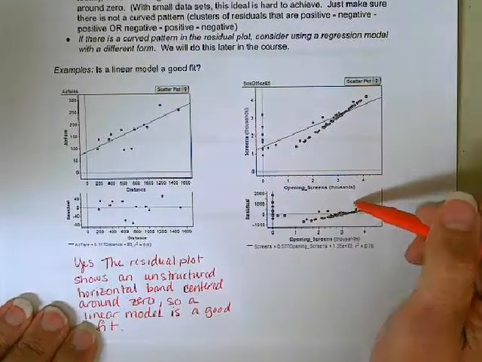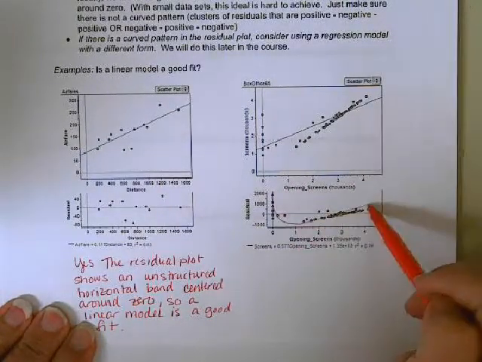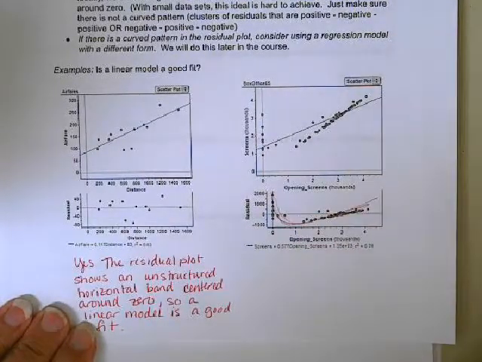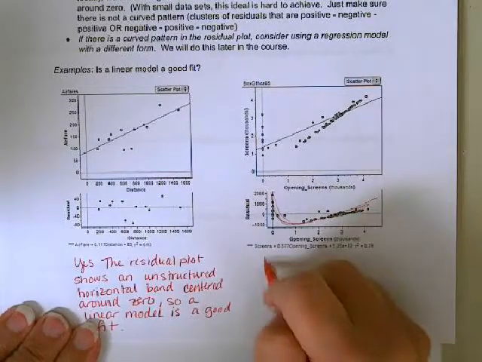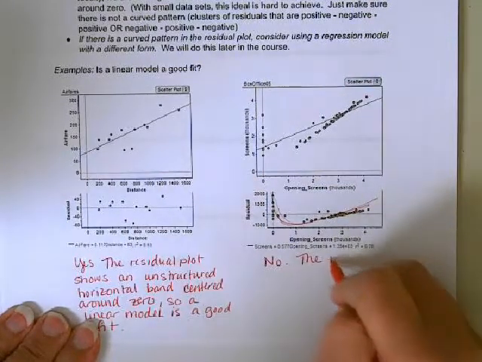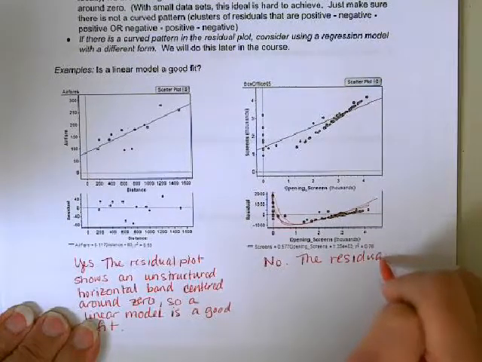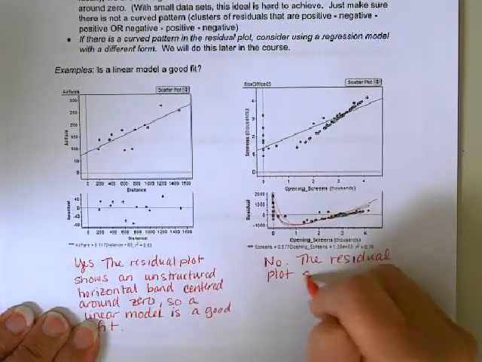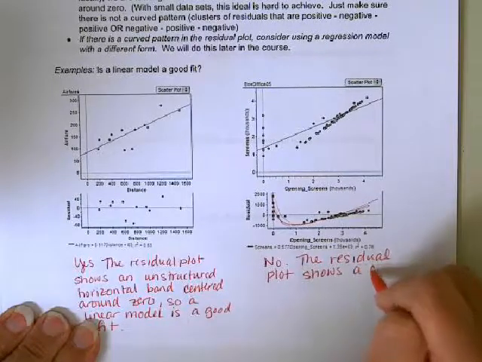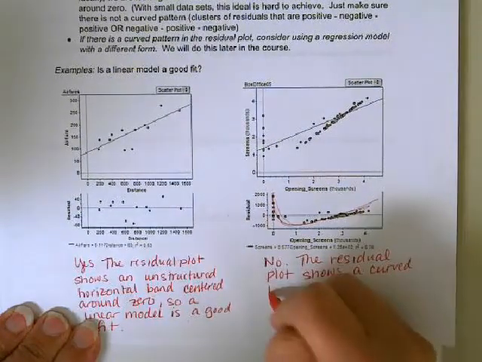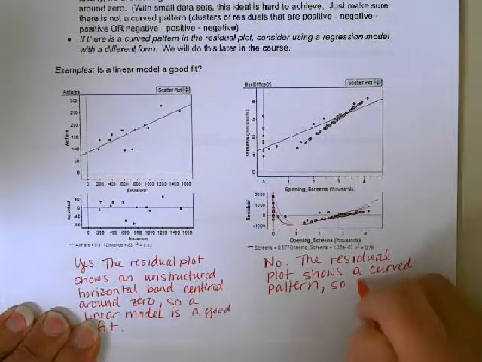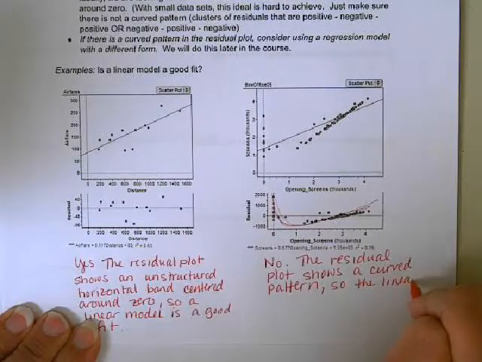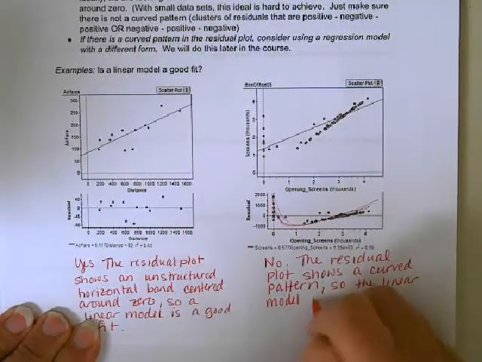In the graph on the right, we can see in the residual plot that there is a definite curve here. So the answer to this one, whether or not a linear model is a good fit, would be no. The residual plot shows a curved pattern, so the linear model is not a good fit.